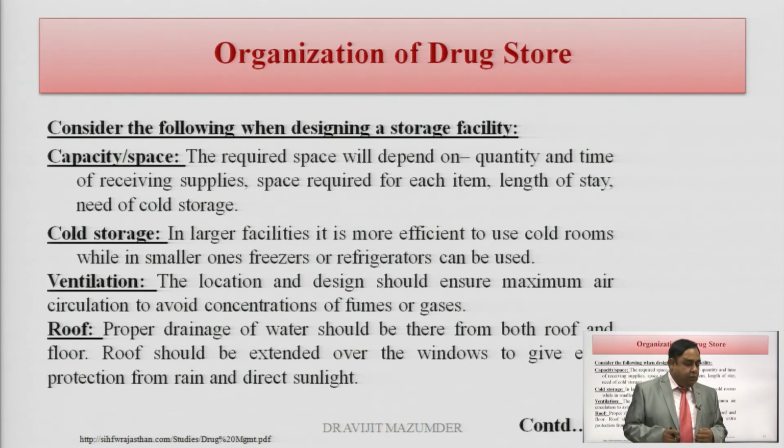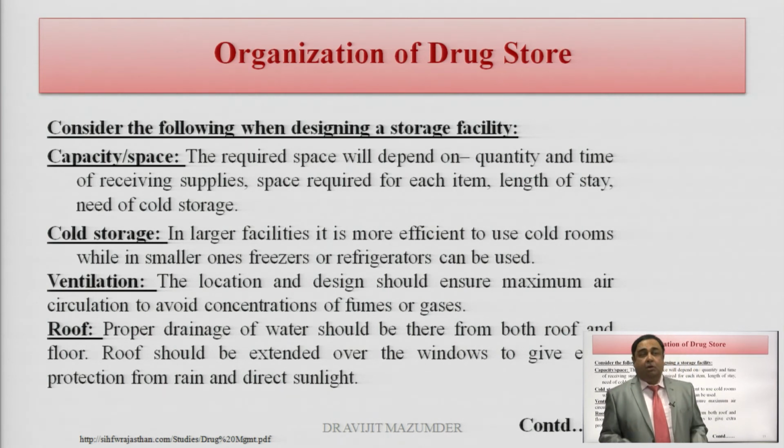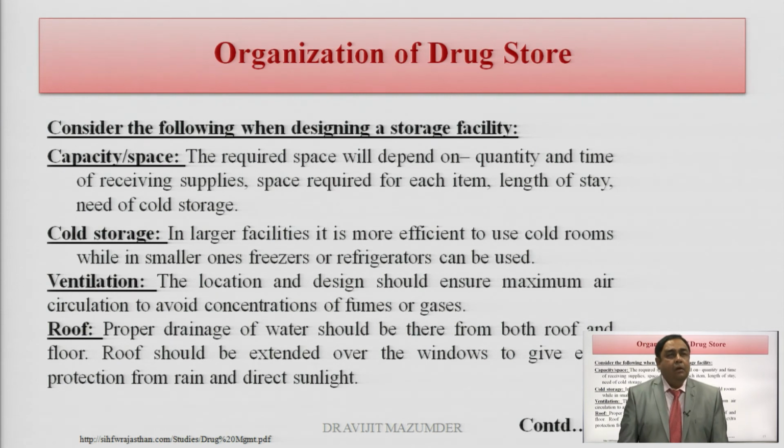The other factors which are generally considered in the infrastructural factor I am talking of: the required space should be in terms of the quantity, the time of receiving of the supply, the space required for each item, the length of stay, and the need of cold storage. Now, in case of cold storage, if there is a large facility, we should have a separate cold room, otherwise a small refrigerator or a freezer can do.